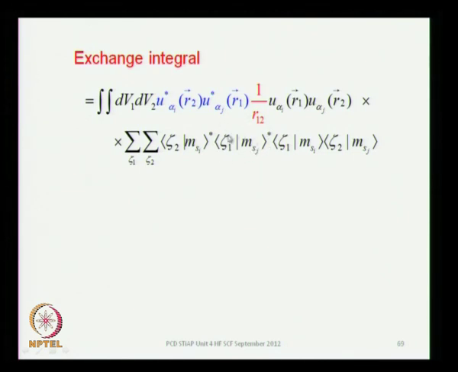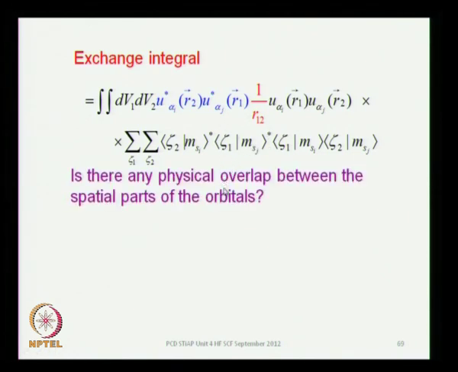And what is it going to give you? So, you have got these complex conjugate terms, and you can see from these space integrals, if one of these functions is 0 where the other is not, because the product u alpha i r 1 u alpha j r 2 is appearing in the integrand, right. So, if one of them is 0 where the other is not, it will make a 0 contribution, right.